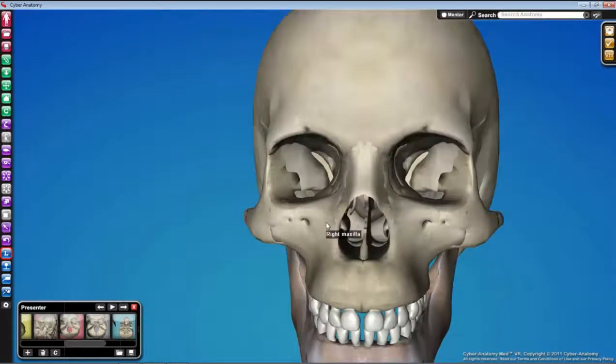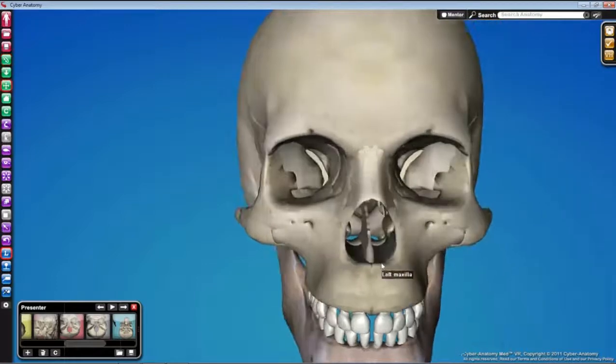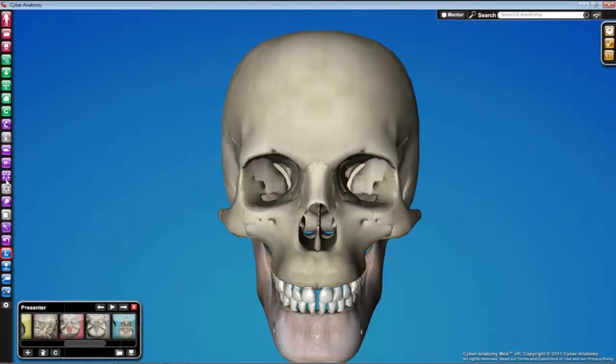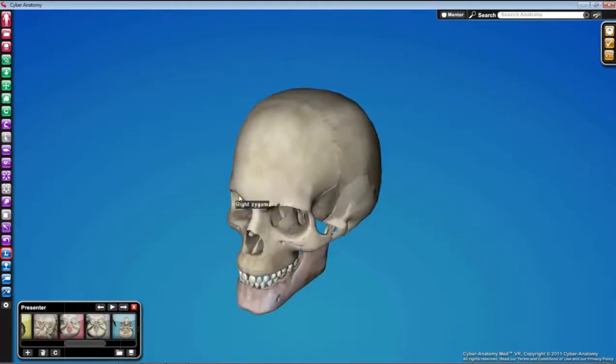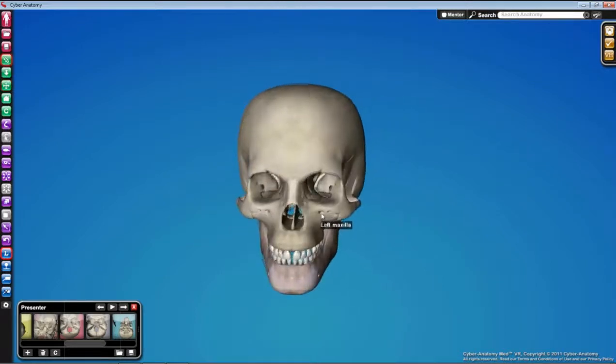Also remember that you have the exploded skulls as resources. We'll see what happens when we explode this skull, if it all just goes to pieces. Whoops, where'd it go? Come on back now. We better bring that back together and go home. There we go. Sort of all went to pieces there.